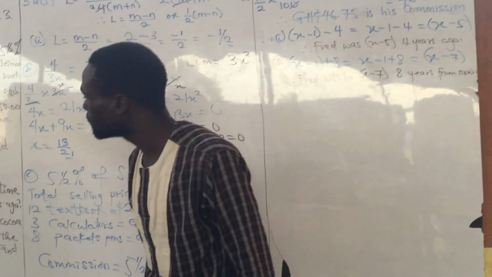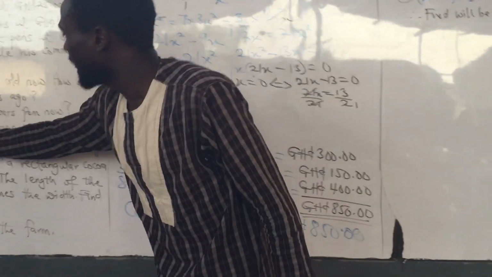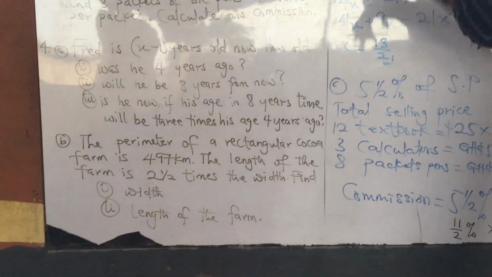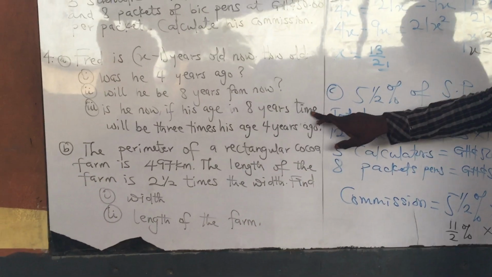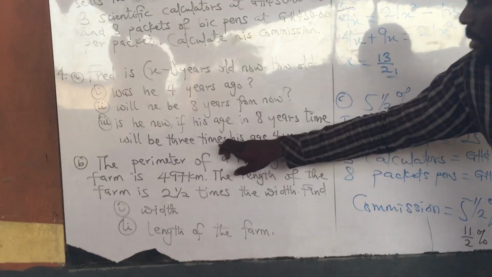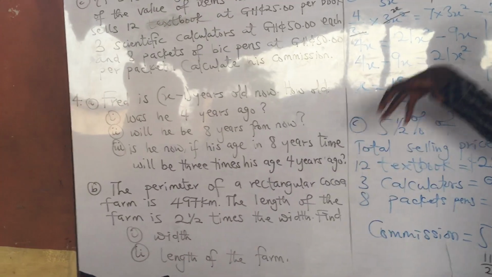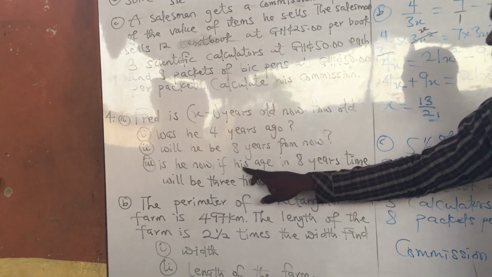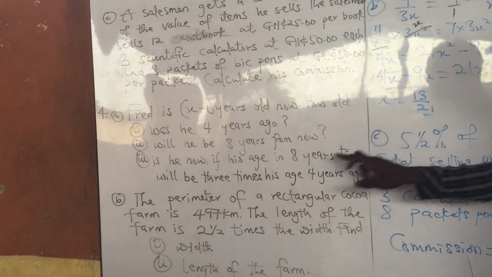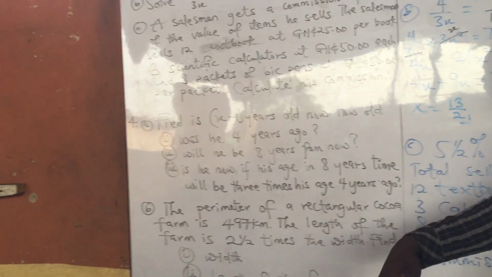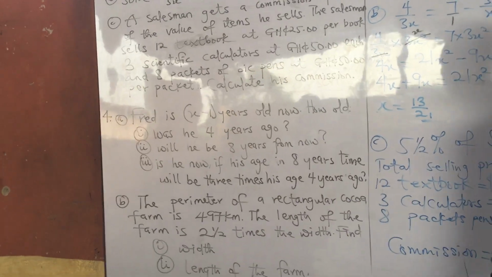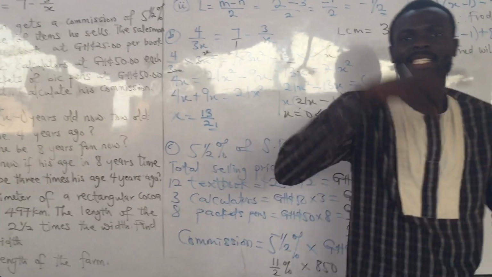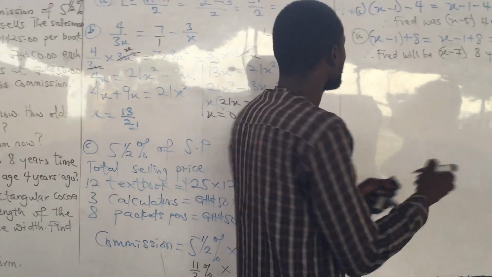Then the last one: how old is he now, if his age in 8 years time will be 3 times his age 4 years ago? So the 8 years from now is 3 times.